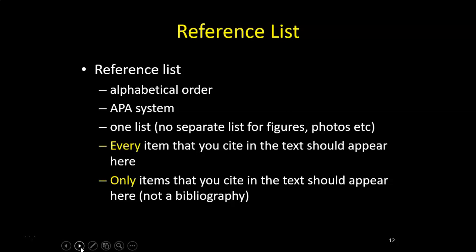There is only one list, so you don't have a separate list for figures and photos. Every item that you include in your reference list is something that you have cited in the text. So the difference between a reference list and a bibliography is that in a bibliography you include lots of things that you've read but you haven't cited, you haven't referenced them in your text. If you're asking for a reference list, it only includes the items that have appeared as citations in your report.